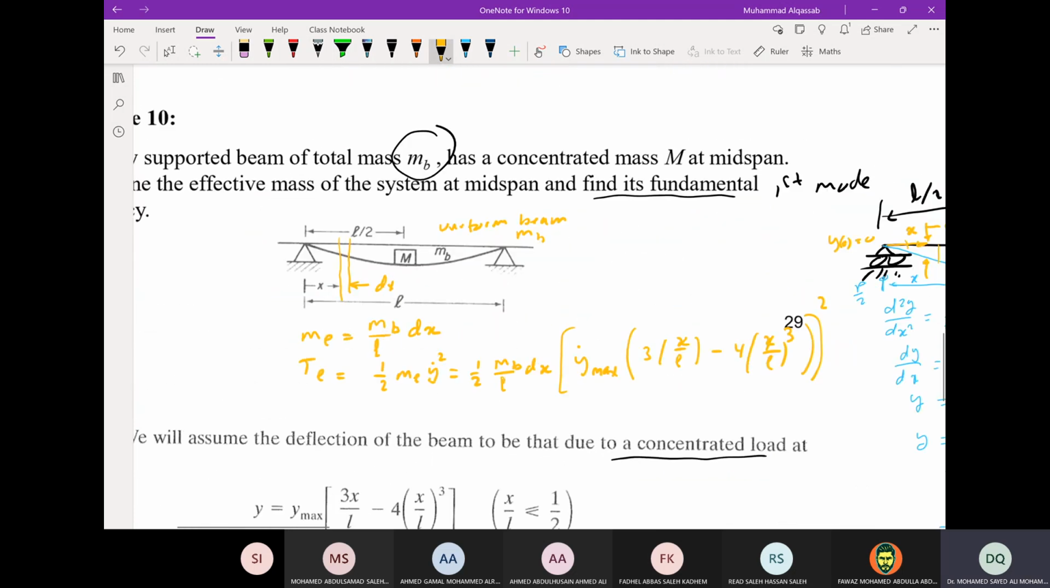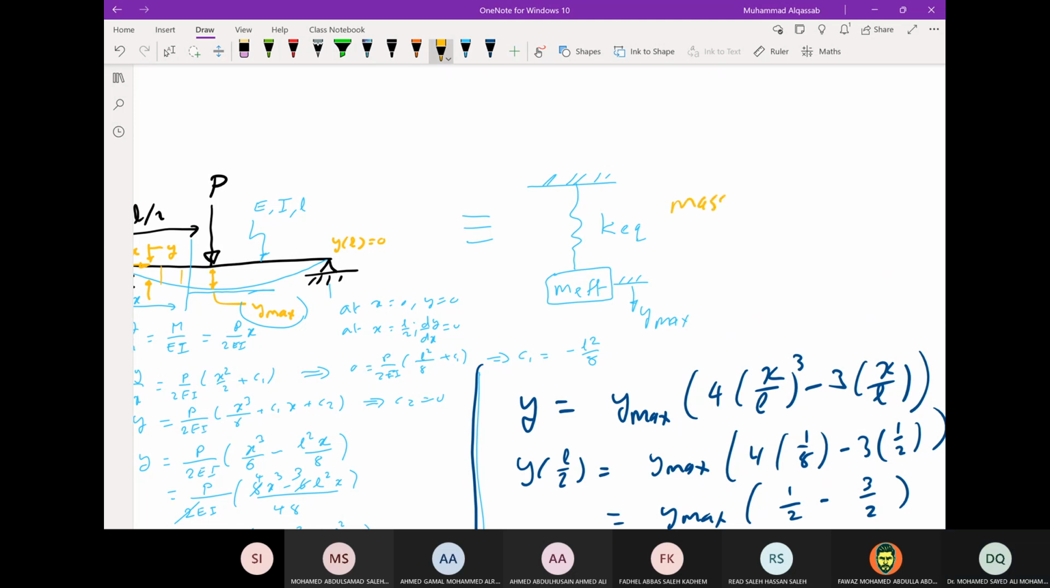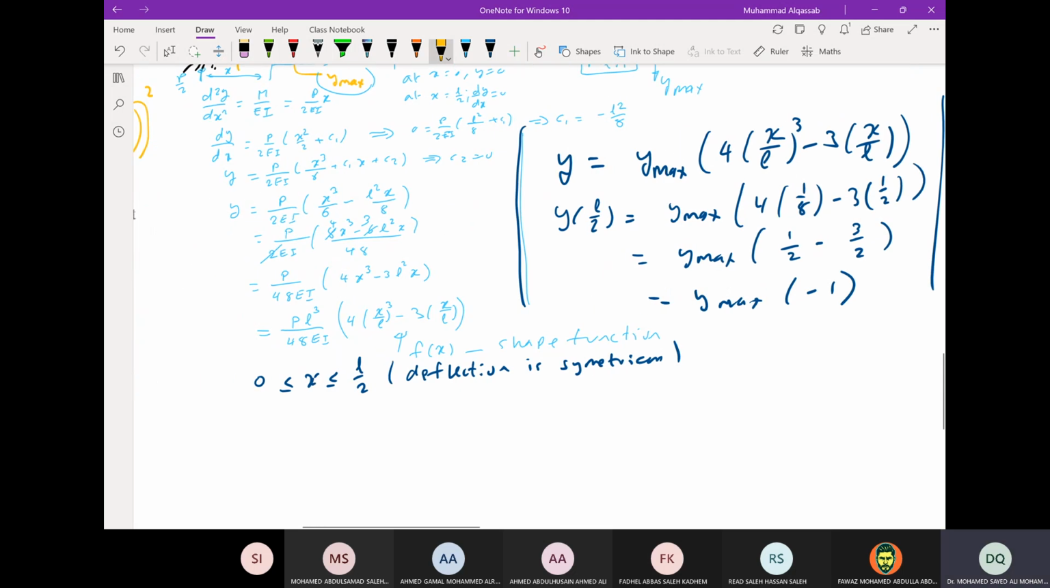And this is the model. Okay, and massless beam, massless spring with K equivalent for a beam is 48 EI, for a similarly supported beam, over L cube. Okay, which you can see from this equation.